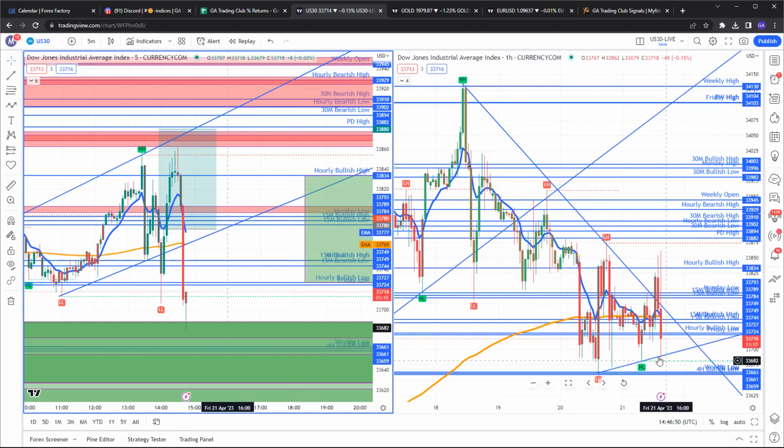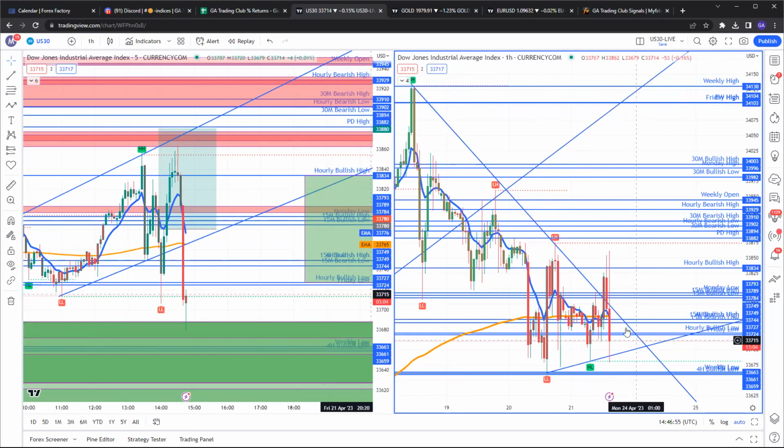Look at that rejection off of a trend line, right? The static trend line on gold hourly. Oh, I'm sorry, on US 30 hourly.